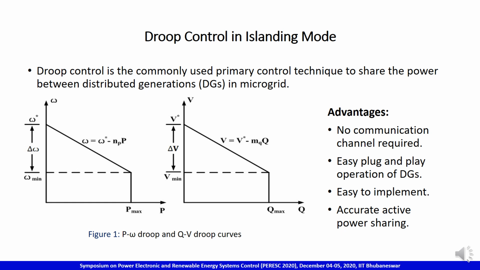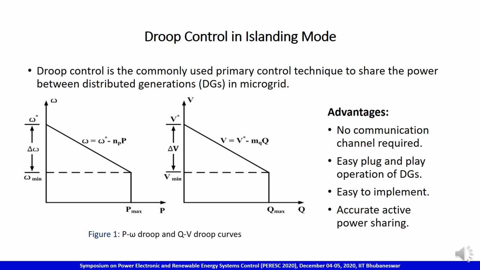Each DG can operate individually. Second, easy plug and play operation of DG. We can add or remove a DG without changing the controls of the rest of the inverters. The third one, it is easy to implement. Only the droop coefficient is required to be calculated and implemented using a gain block. And the last, fourth one, is accurate active power sharing.